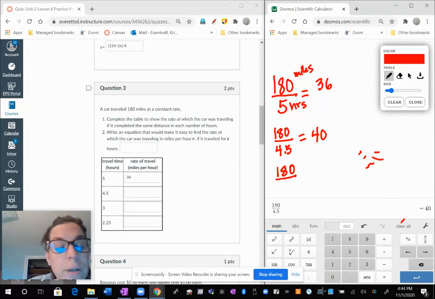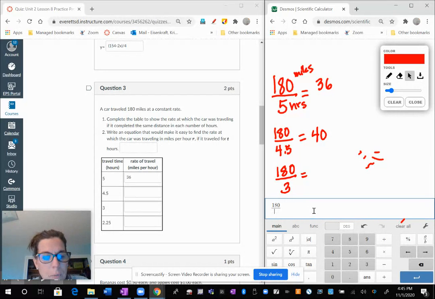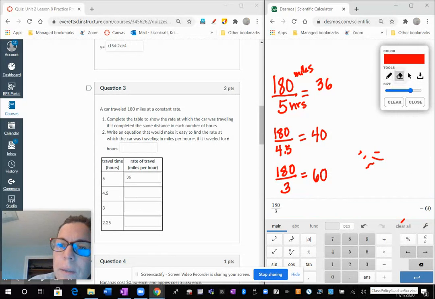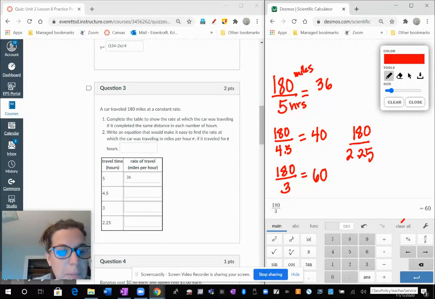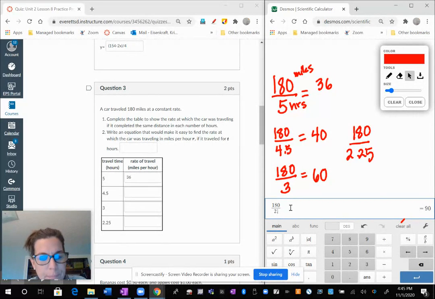180 miles, if another car is only taking 3 hours to go that total distance, I'm going to replace this with a 3. That car is going 60 miles an hour. And the last one, 180 miles. This car, I don't think is following the speed limit. 2.25. That car is traveling at a constant rate of 80 miles per hour. So I'm going to take these answers here.